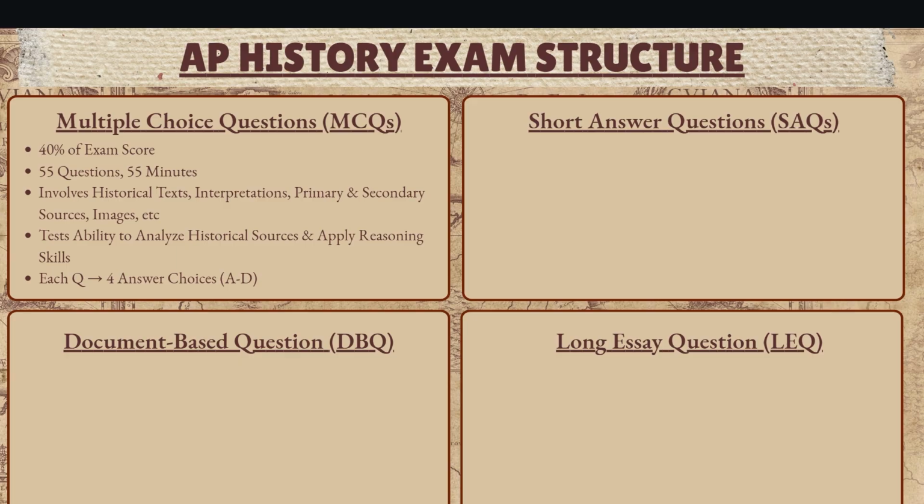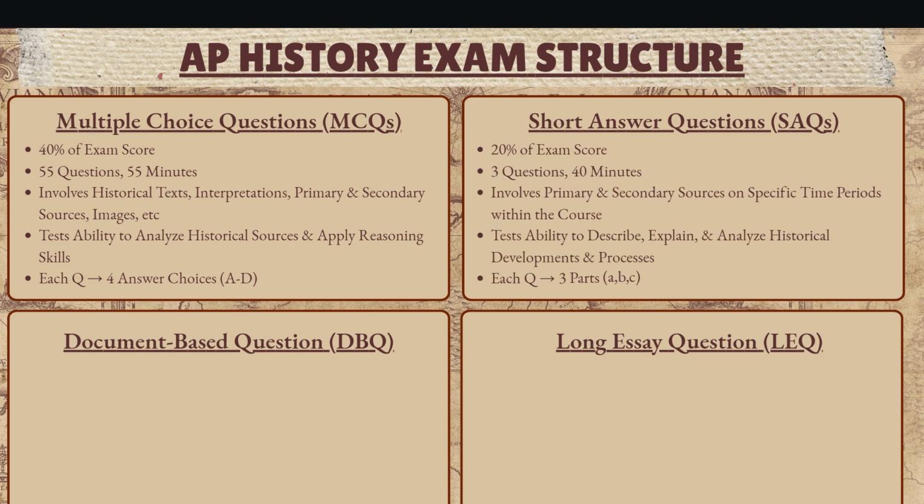Typically, MCQs will include a historical passage or a picture or image that you have to analyze, and then a few questions tied to the specific quote, image, graph, etc. And then each question only has four answer choices, and you just choose the best one that you think is right. Short answer questions are 20% of your exam score, and it's three questions, and you get 40 minutes to do it. Basically, you have three parts, A, B, and C, and you typically write 2 to 4 sentences to answer whatever the part is asking you to do.